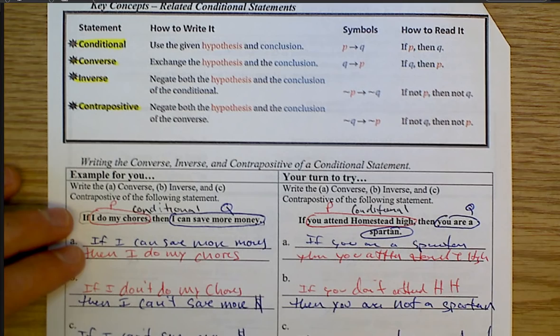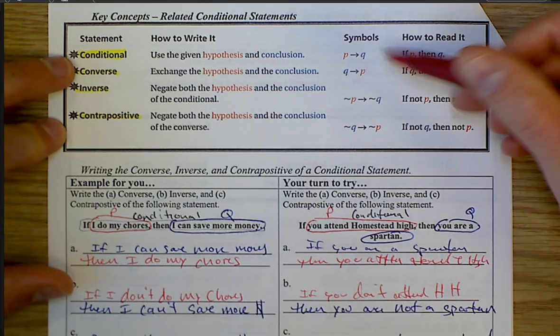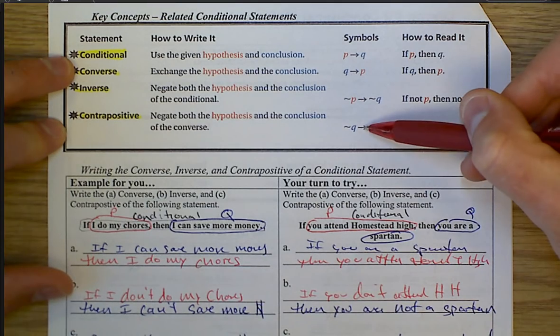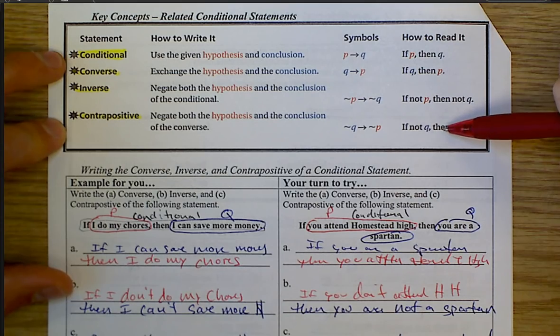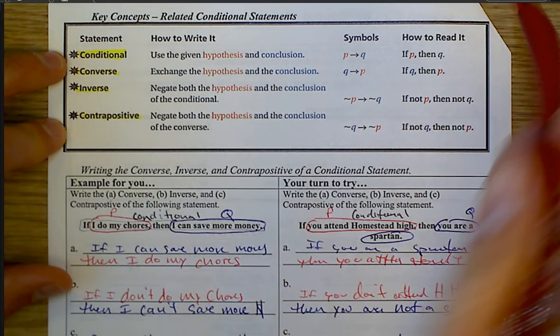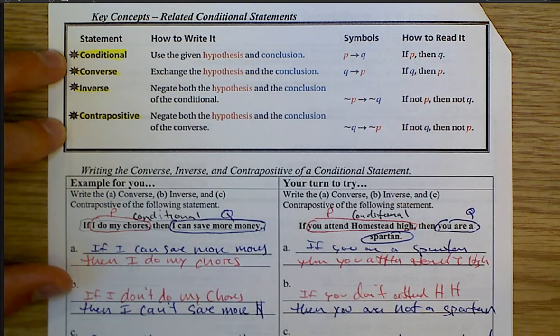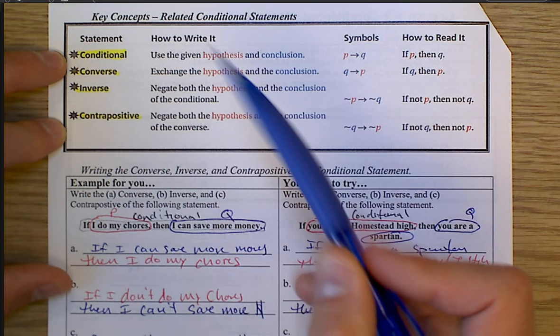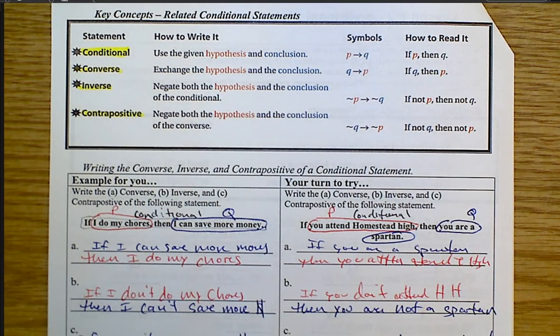Put some time into learning these four. Put some time into understanding the symbols. Put some time into how you read those symbols. And most importantly, please understand that the hypothesis is your P, and your conclusion, in blue pen, in blue, is your Q. It's a puzzle, just moving things around.